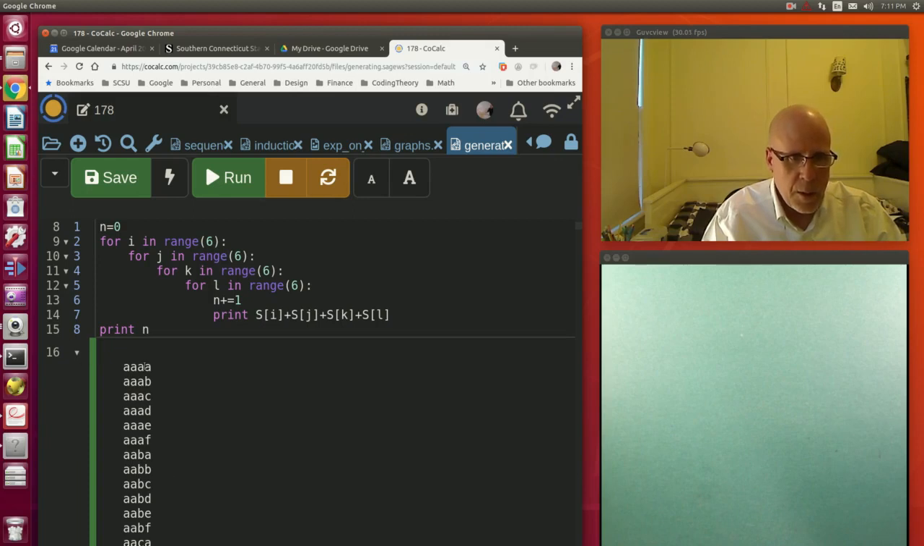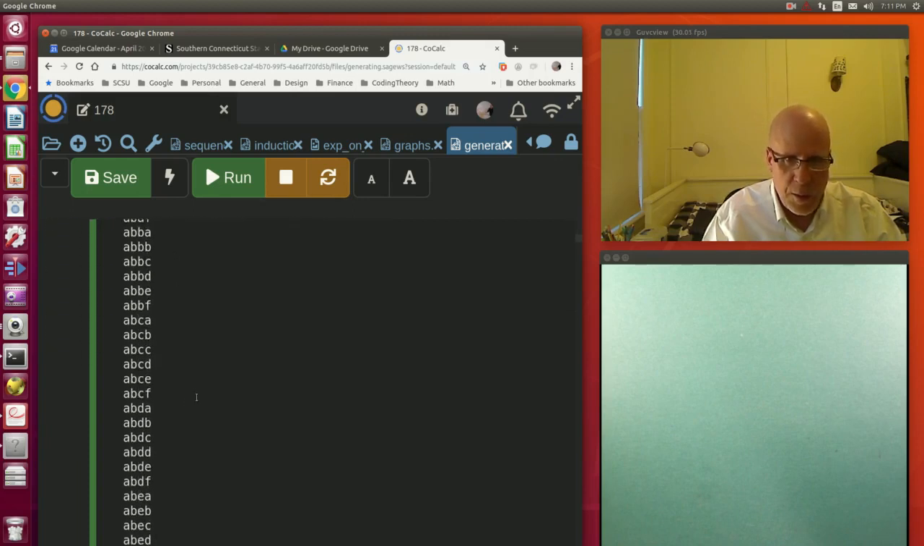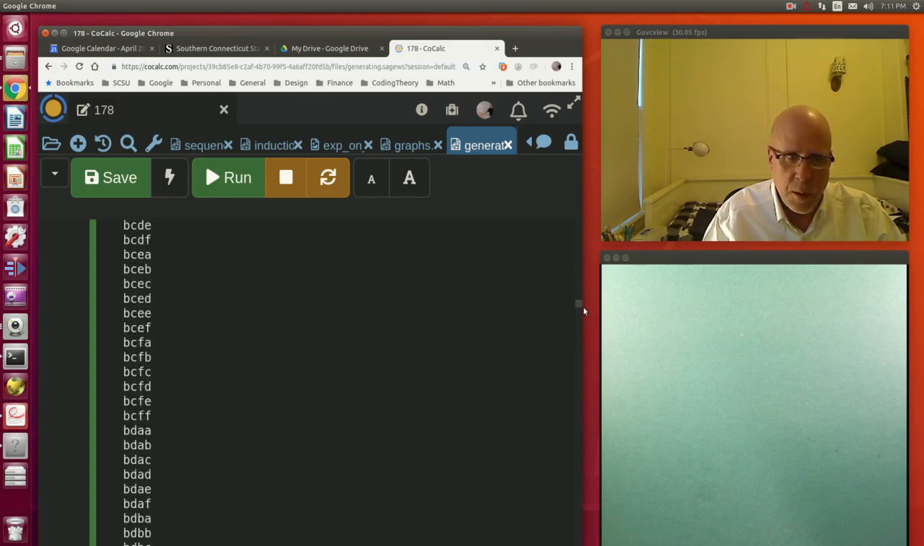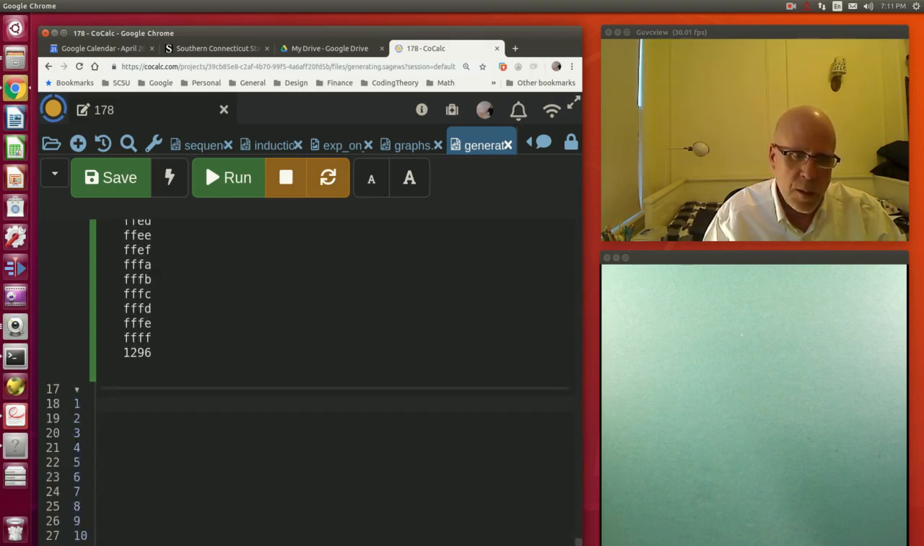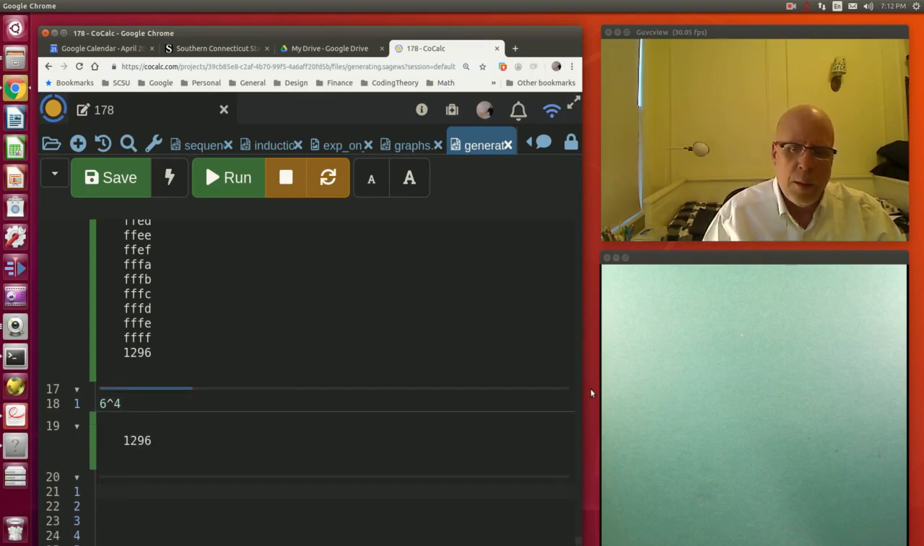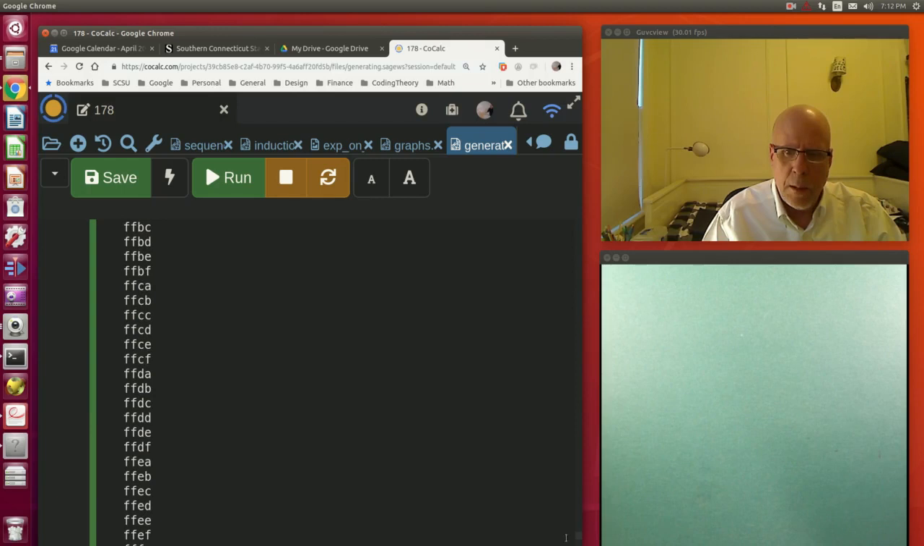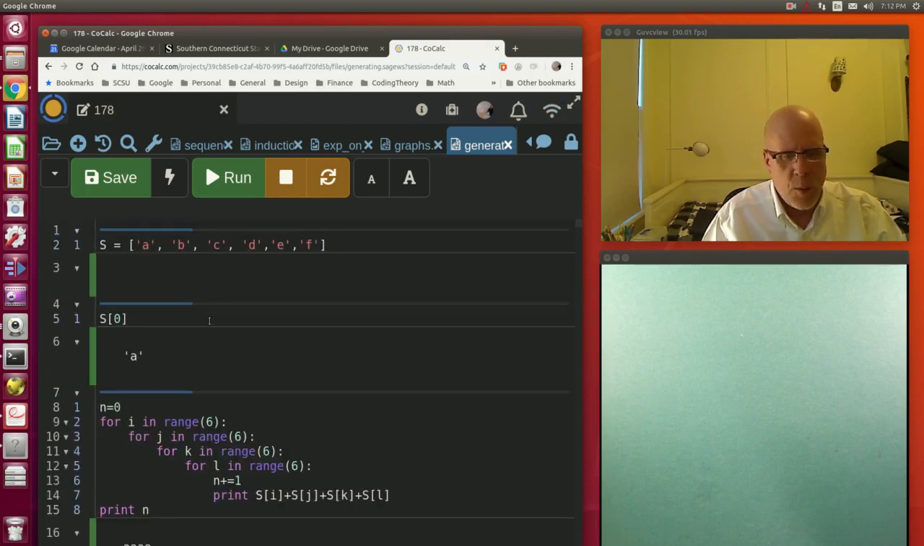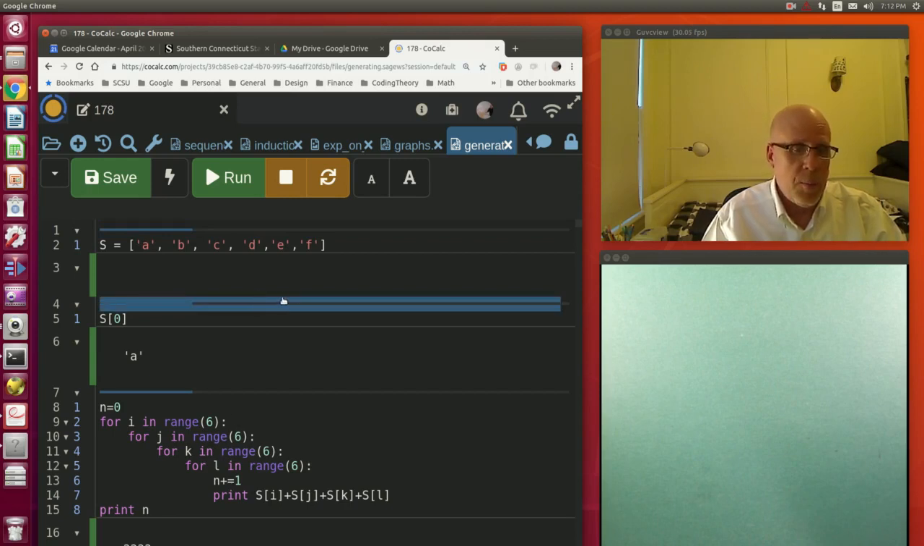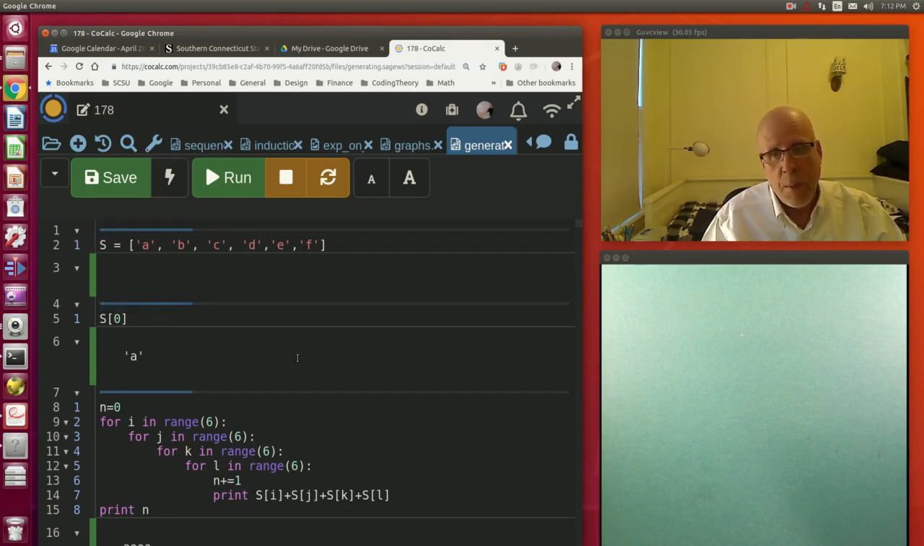And there you see everything from 4-tuples of A's to, oh wow, this is a long list, isn't it? Down to F, F, F, F, and I got 1296. Now, it should be 6 to the 4th power, right? Correct, it is. Let's see how the looping changes if we want to do the next thing, which is to pick a letter and then pick the second letter so that it doesn't match whatever we picked for the first one.